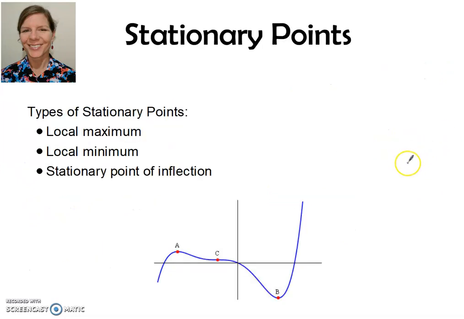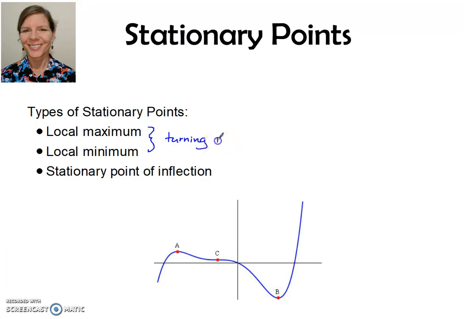Okay, so in terms of types of stationary points, there are 3 that we'll talk about at the moment. There's a couple more that we'll go into in the next video. So these 3 are local maximum, local minimum, and the stationary point of inflection. So a local maximum and minimum, these are known as turning points.